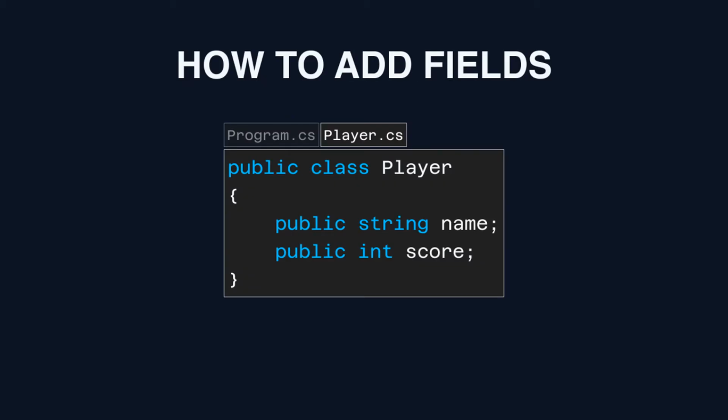So we would declare a variable of type string for the player name and another one of type integer for the score. If you're wondering about the public keyword before each variable, we'll get back to it in just a moment. So now we have our template to create player objects with two fields.